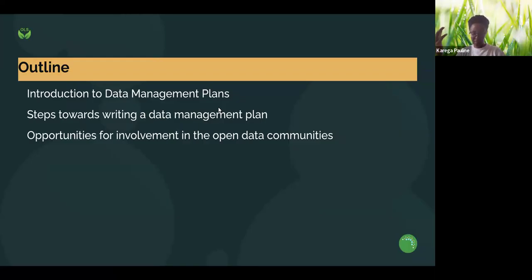So just a brief overview of what we're going to be going through today. We're going to be introducing data management plans and their components. We're going to be looking at the steps towards writing a data management plan. And then we're going to be talking about opportunities for involvement in open data communities, because to quote Isil from the previous video, openness is about community. That's what really helps to drive the conversation, and it also helps out with practice so that you're able to see what is going on out there as well.